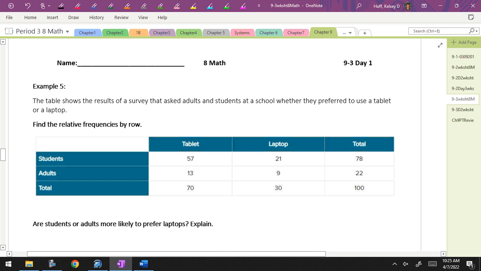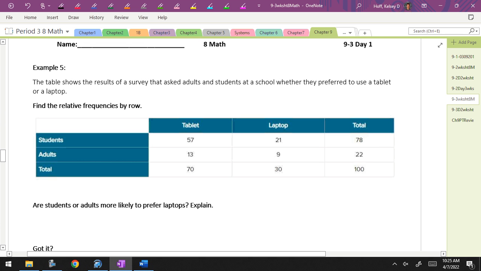So here's the results of a survey that asked students and adults at school whether they preferred to use a tablet. On your own, find the relative frequency by row. So same thing we just did, go by row.